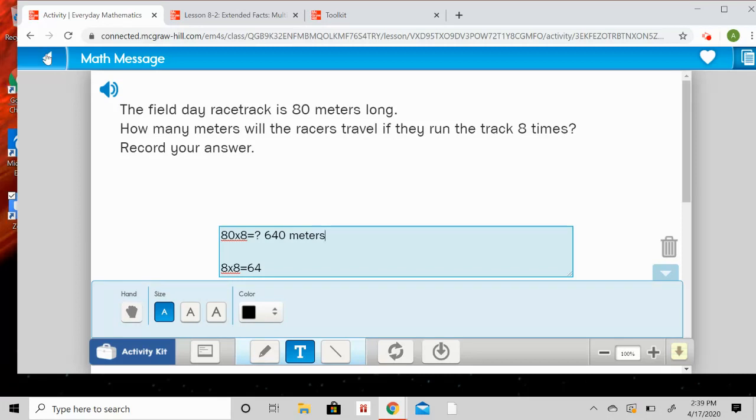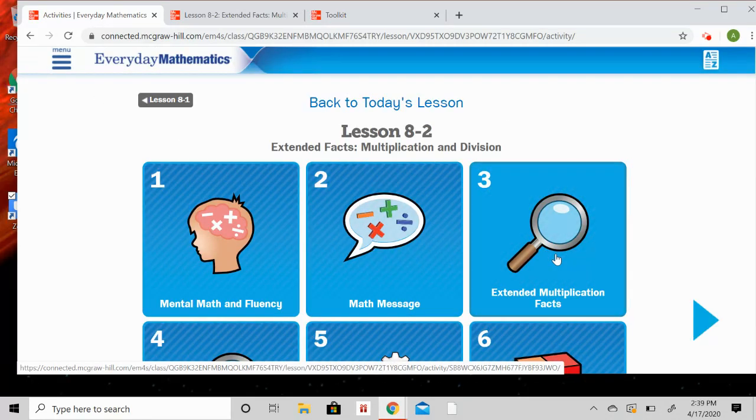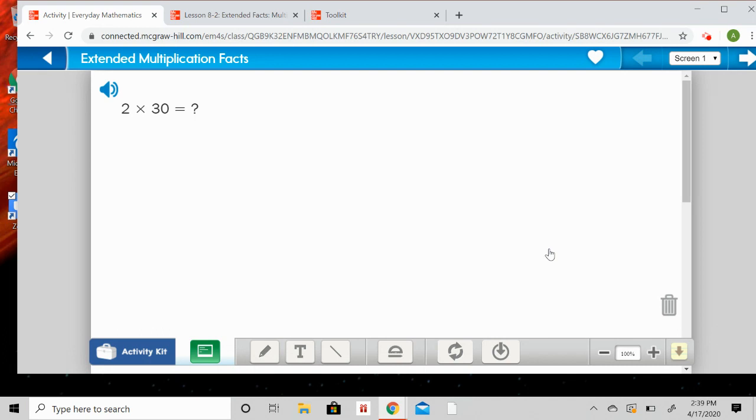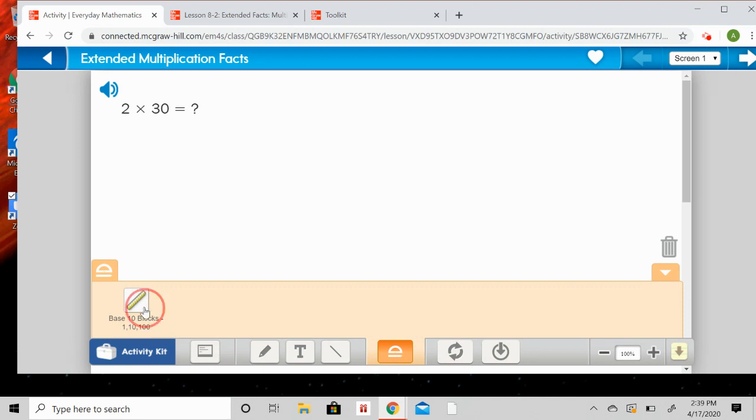So what I would like you to do is hit your back arrow. And we're going to go to extended multiplication facts. Right here, we have our tools. And we have our base 10 blocks. And we're going to use our base 10 blocks to help us today.